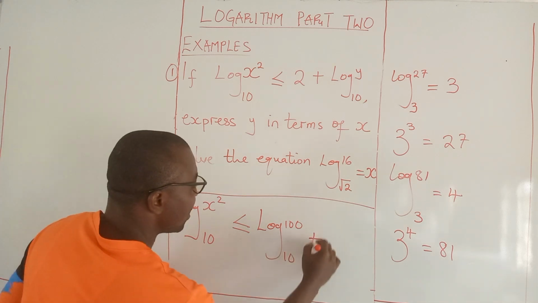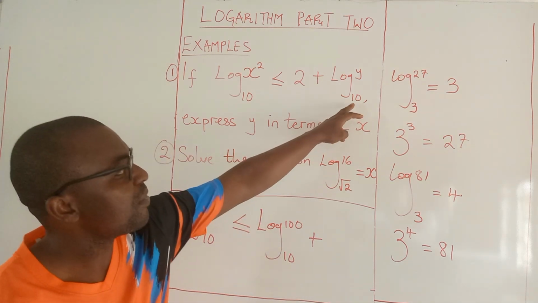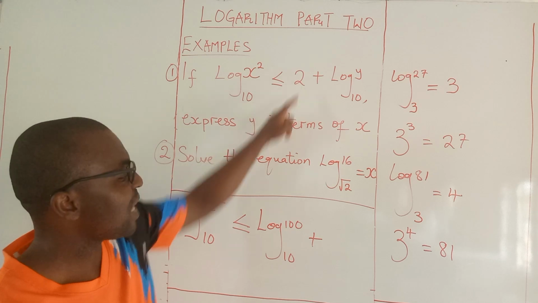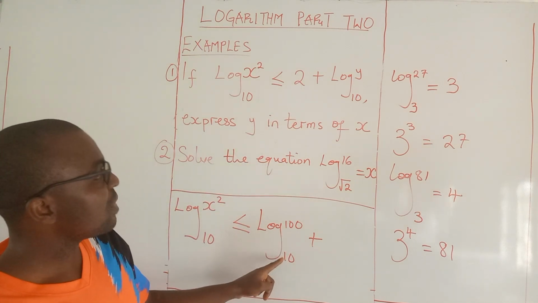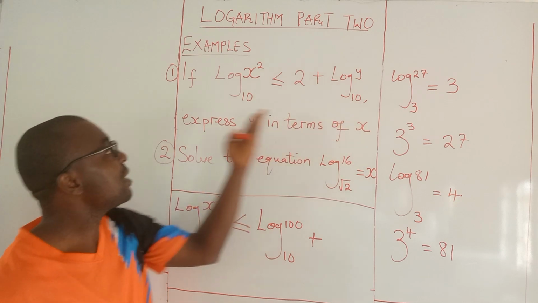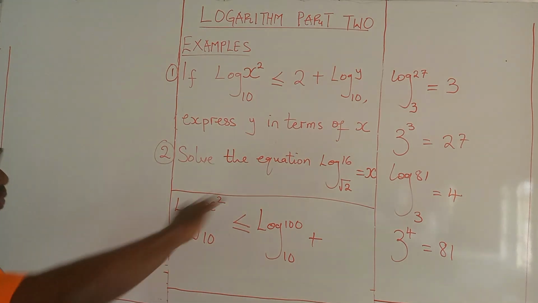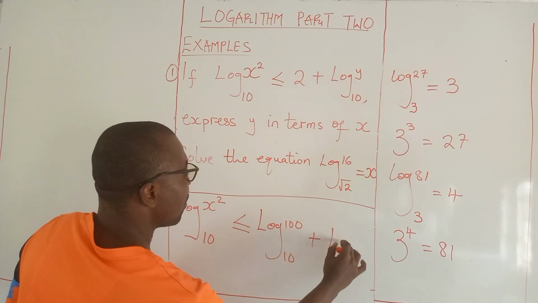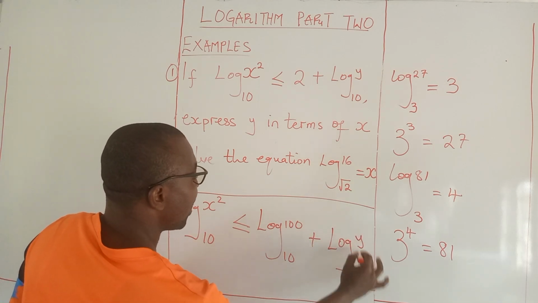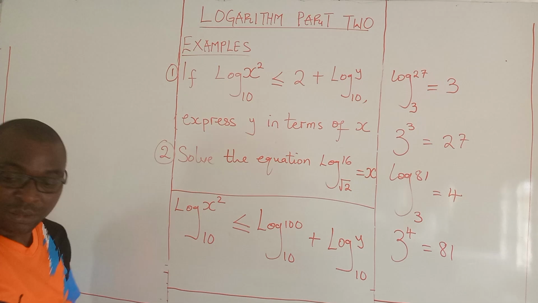And so plus. Now, if this were to be base 5, that means I will express this as log 25 base 5. So I'm keeping it in base 10 because what I have is in base 10. I want all of them to be in the same base. All right, plus log y base 10.